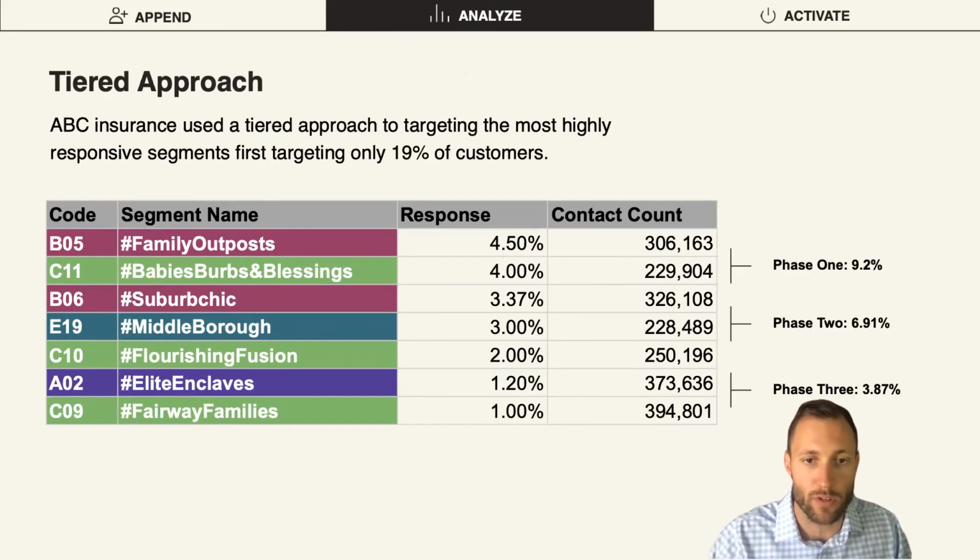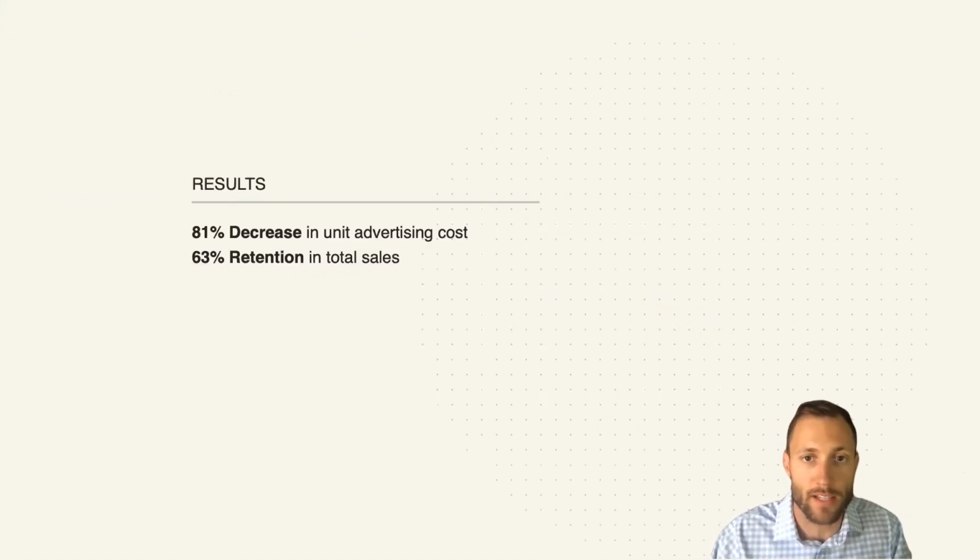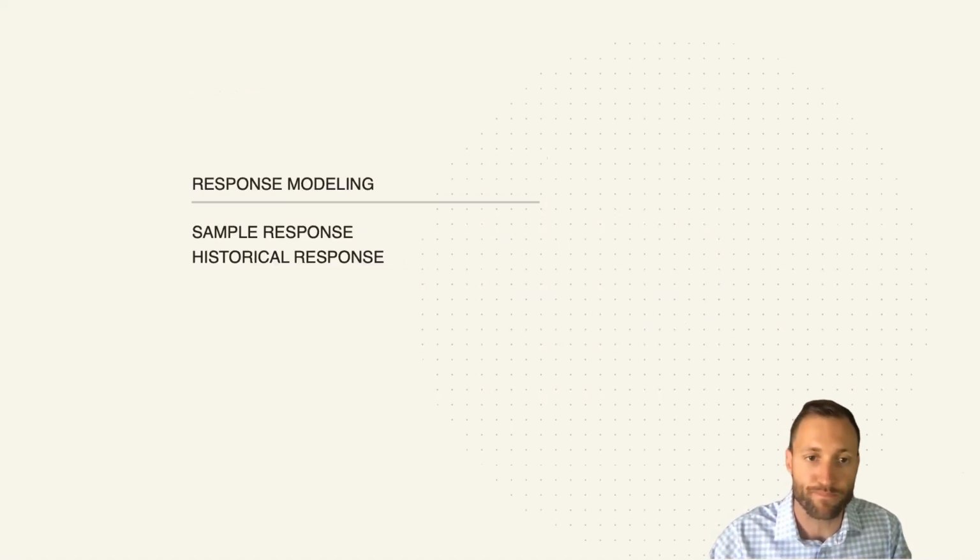So what ABC Insurance was able to do is do a phased approach where they are essentially hitting the people that convert the quickest to this type of premium product. And they actually only targeted about 19% of their total contact database, only the 19% that have historically responded well to this. So they essentially slashed 81% of their unit advertising cost, while still retaining 63% of the total potential sales, so about 161 million.